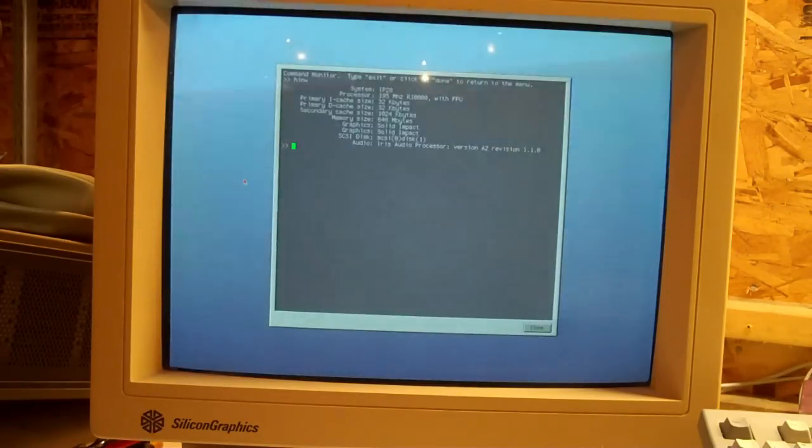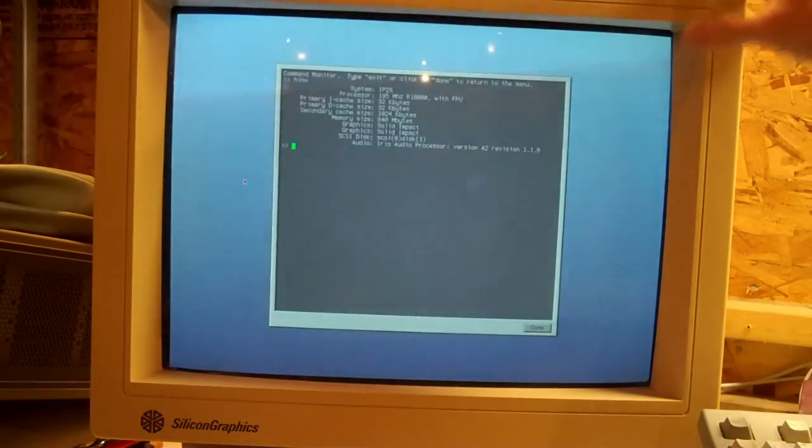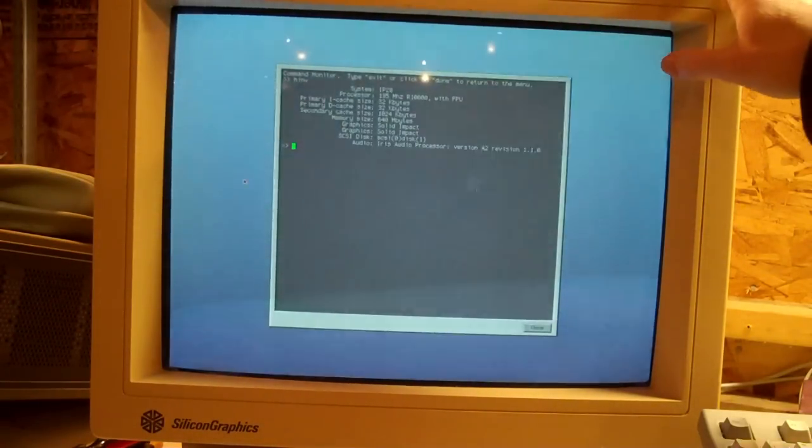My Indigo 2, I was given by a friend. This unit, that is. The other two, which are also in working order, I picked up in a surplus sale in Minneapolis, I think. Anyways, this particular machine. And I'm not quite sure how easy it is to read from that distance.